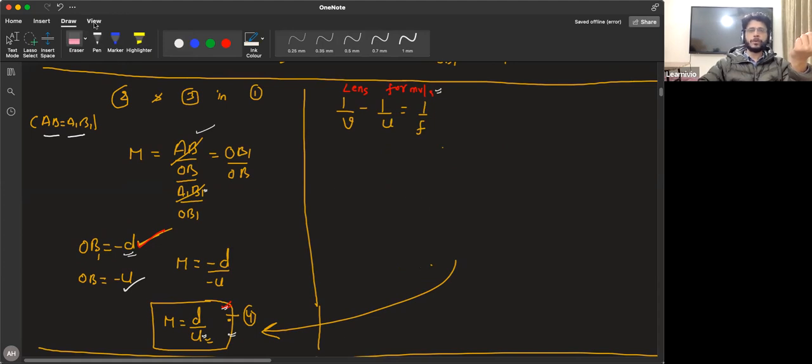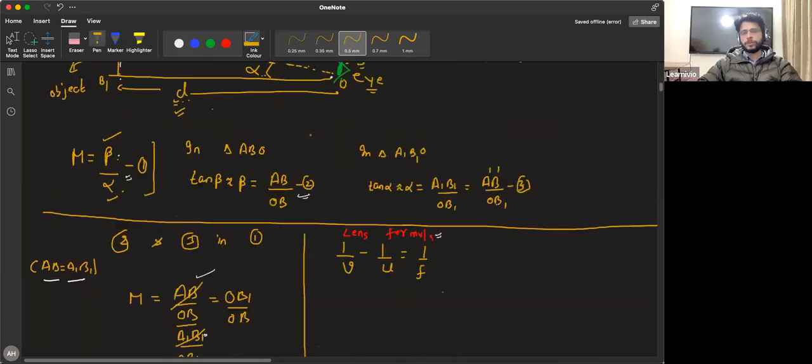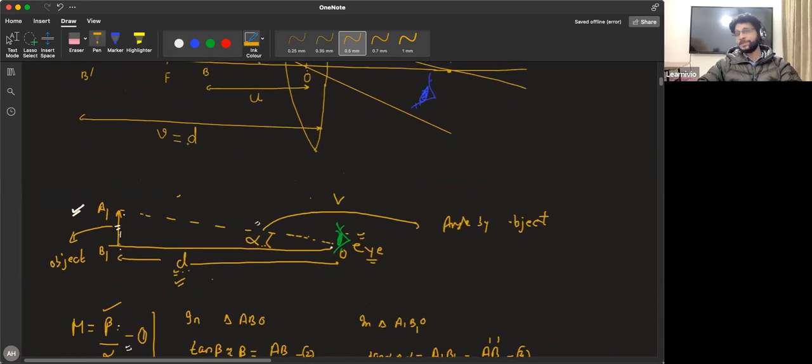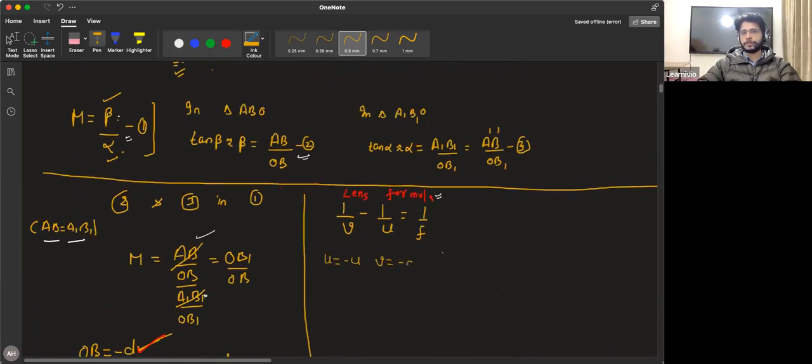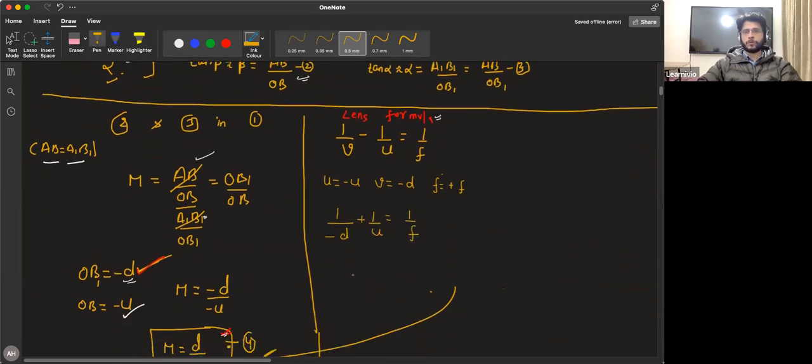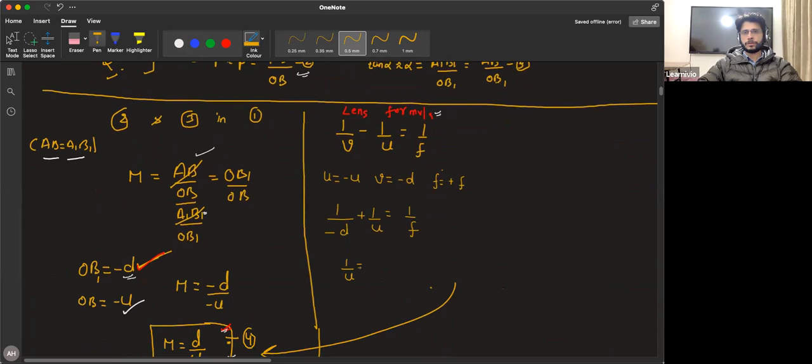If I apply the lens formula in this ray diagram, the object distance will be negative. So you can write u as minus u. Your image distance is also negative. See, image distance is D, so image distance is minus D. It's a convex lens, so the focal length is positive. When you do the substitution, 1 by minus d plus 1 by u is 1 by f. So you can say that your 1 by u is 1 by f plus 1 by d. So that is equation number 5.